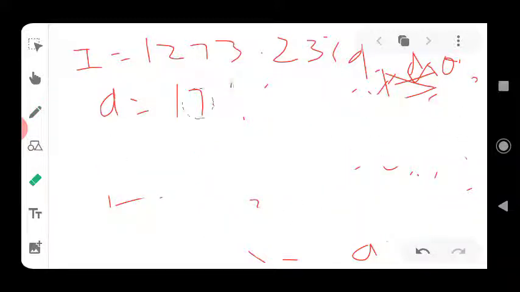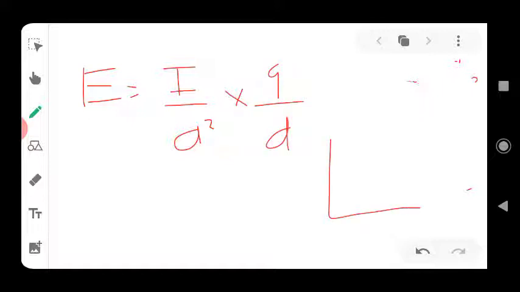So now we find E is equal to I by D square into 9 by D. So why 9 by D? Like this, we are having 9 meter here, D here, 15 meter here, 15 meter here, and this is the source.